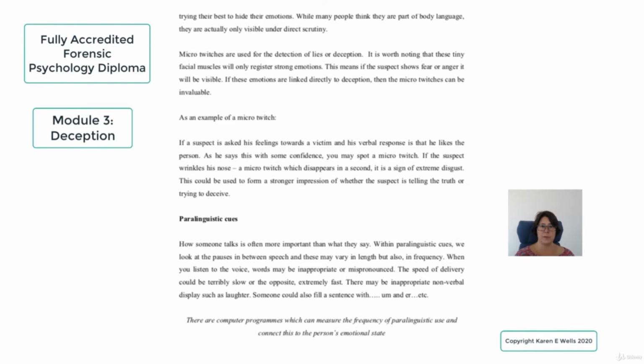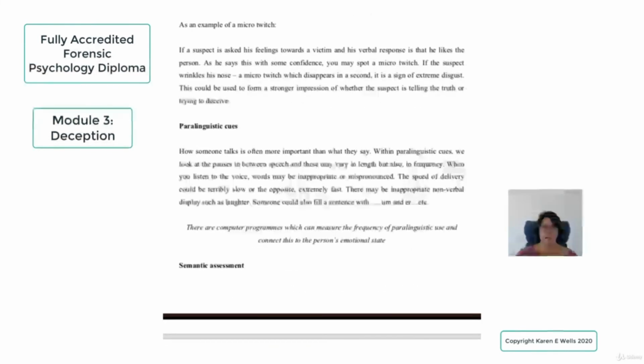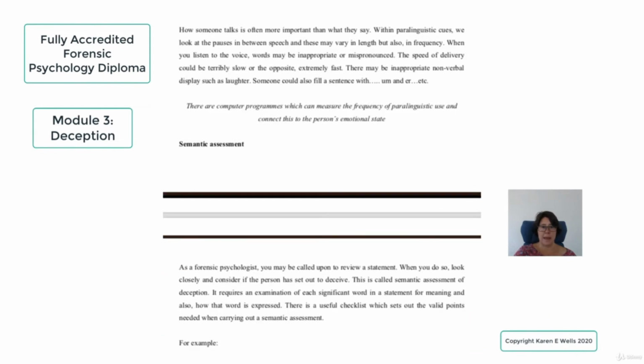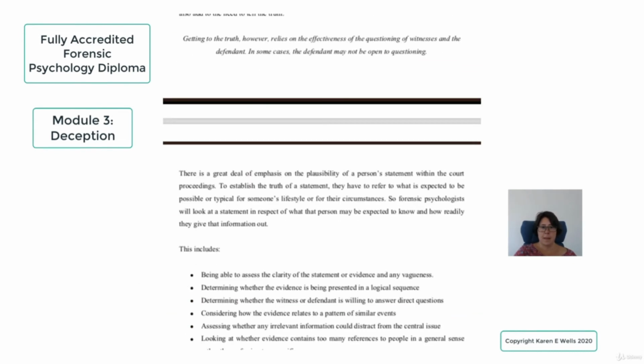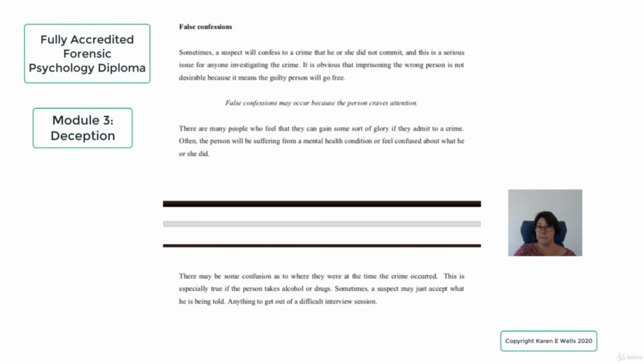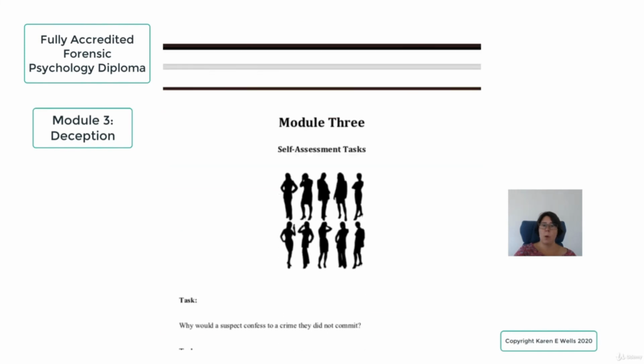Some examples of that would be if a suspect is asked about his feelings towards a victim, and his verbal response is that he likes the person, and he says this with some confidence, you might spot a micro-twitch. So micro-twitching is one of the elements there. Paralinguistic cues as well. So this is where somebody talks more often about what they would say. Semantic assessment. We've put information there for you. False confessions, because, hey, that's going to happen, and it certainly does happen too. So quite in-depth, Module 3.